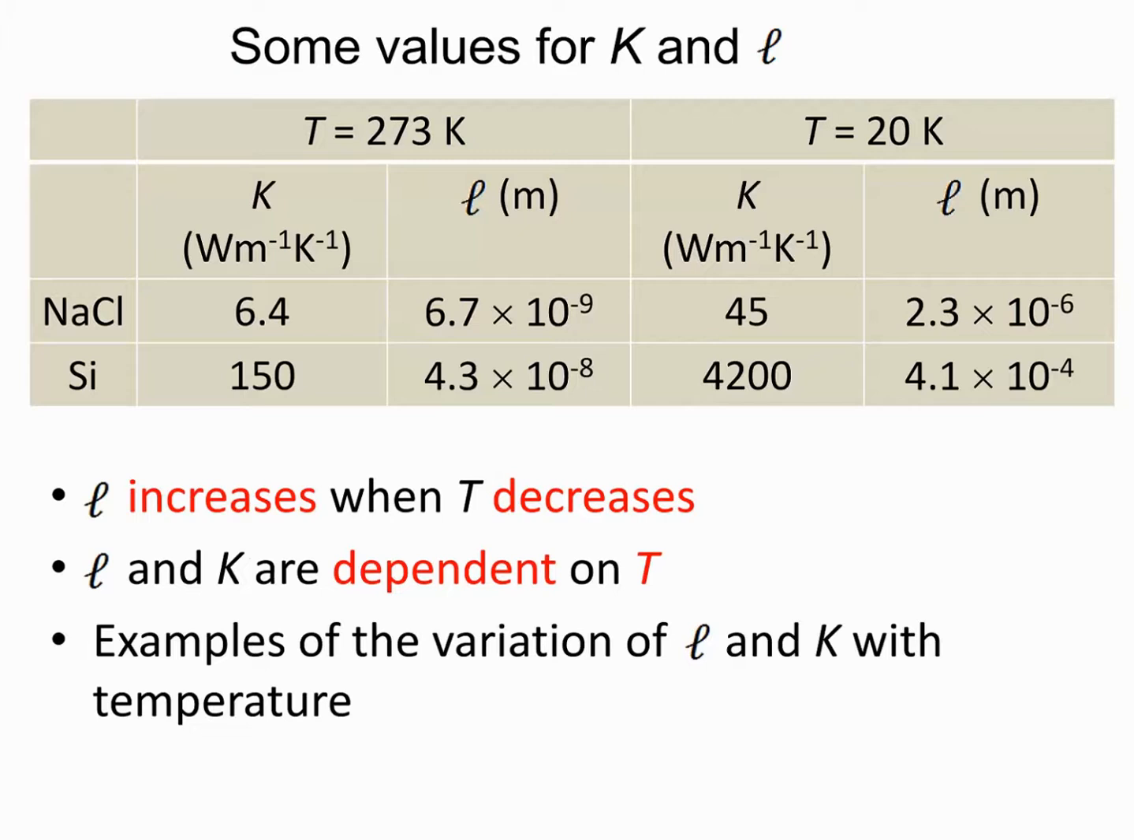So here I give you an example, a table that shows some values of K and L. L will increase when T decreases. L and K are dependent on temperature. Then these are the examples of variation of L and K with temperature.